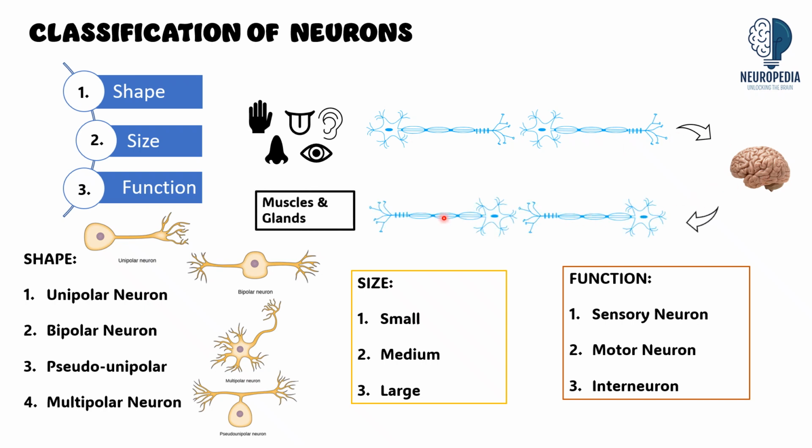Motor neurons, also known as efferent neurons, transmit signals from the CNS to the muscles and glands, controlling voluntary and involuntary movements as well as glandular secretions. Motor neurons are found in the central nervous system, particularly in the brainstem and spinal cord. If we talk about the structure of these motor neurons, they are typically multipolar neurons with a single axon and multiple dendrites.